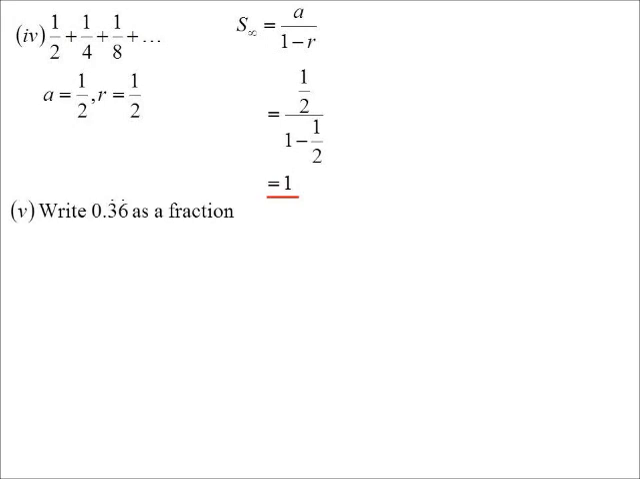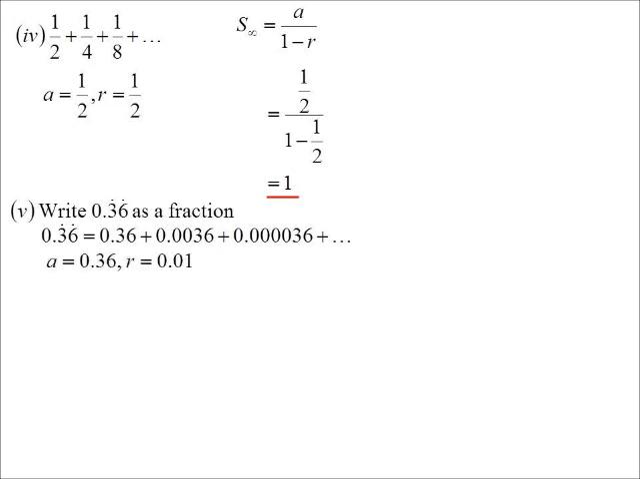But okay. So we could rewrite it as 0.36 plus 0.0036 plus 0.000036 plus 0.00000036 plus 0.0000000036. I think you get the idea. Okay, so our first term is 0.36. Our ratio is 0.01. Subbing it into our formula.